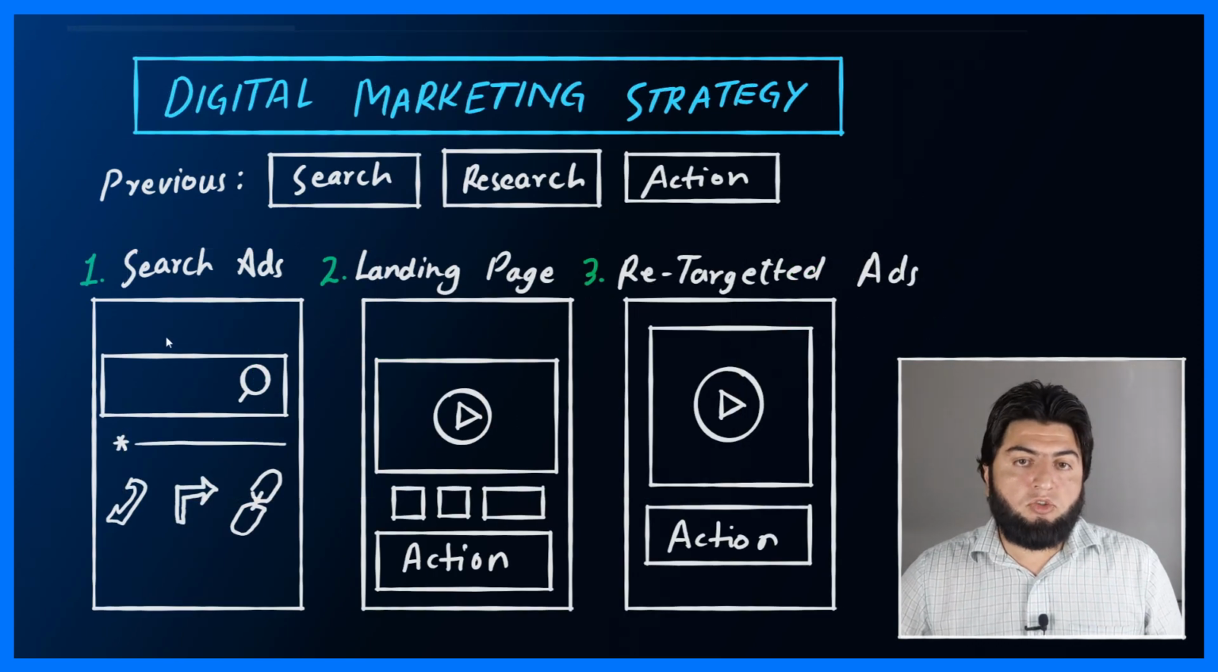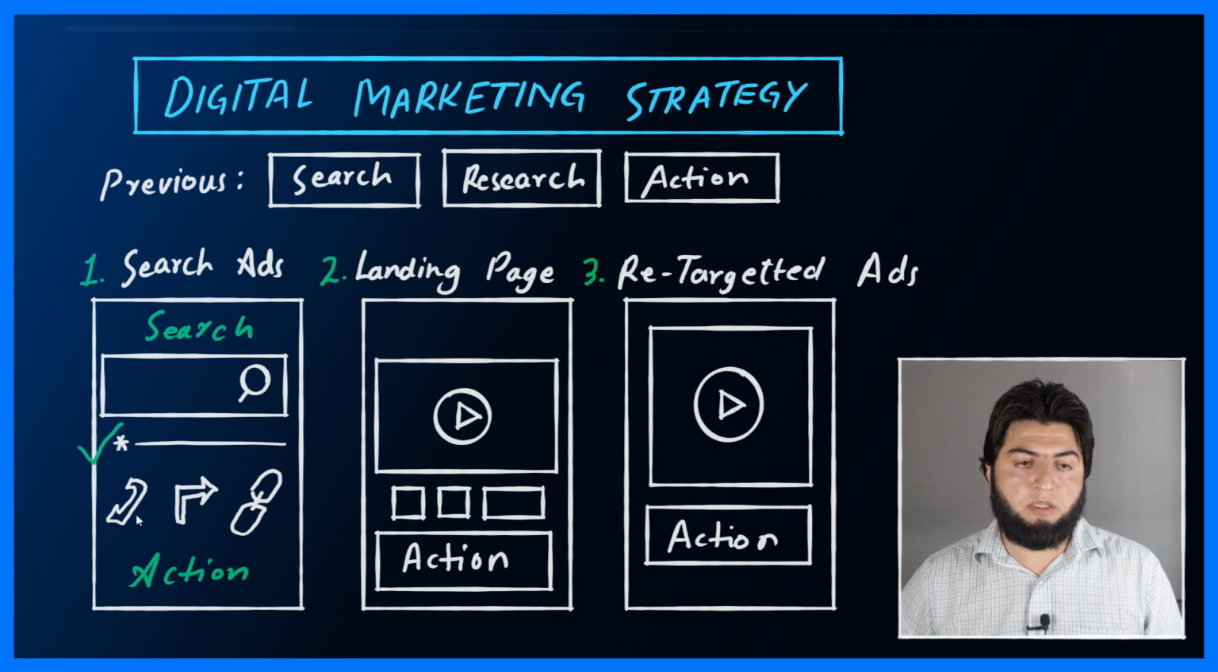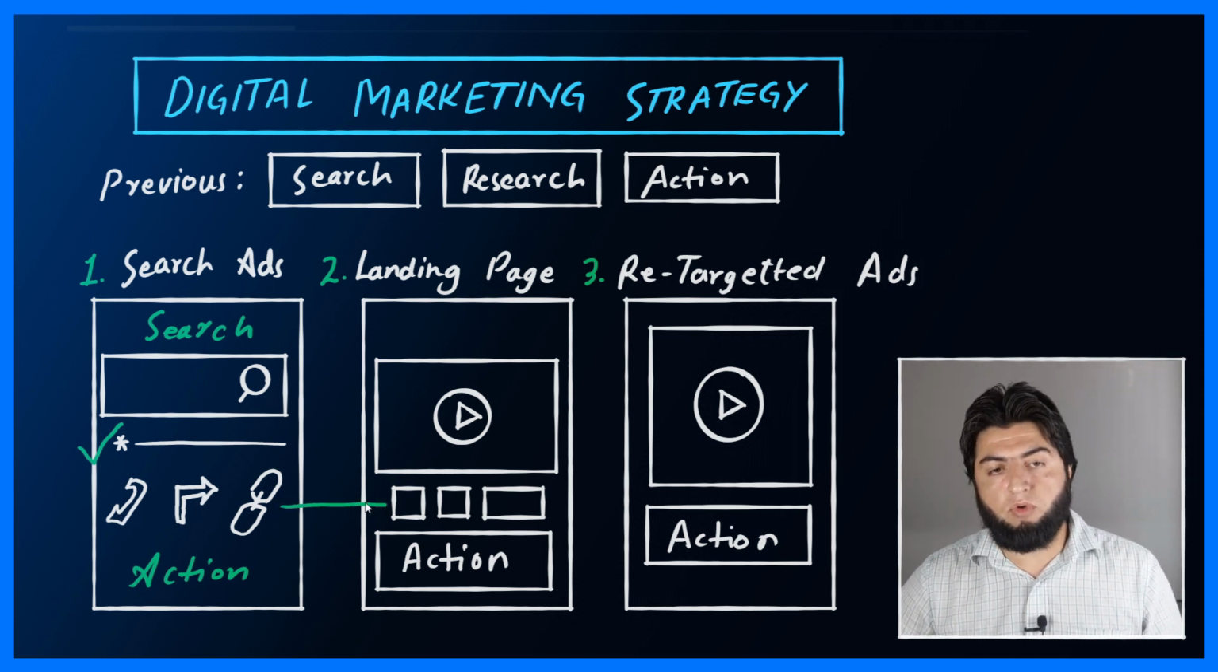If we translate this into digital marketing, that will be our digital marketing strategies. So for the search, we create a search ad where anybody looking for a specific service related to the law firm will get the result right at the top. And then he or she will get the option to take action in the form of giving them a call, getting directions to their office, or a link to their website.